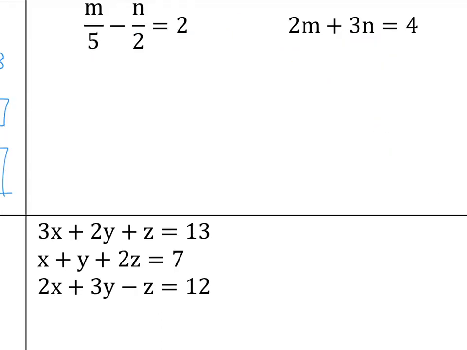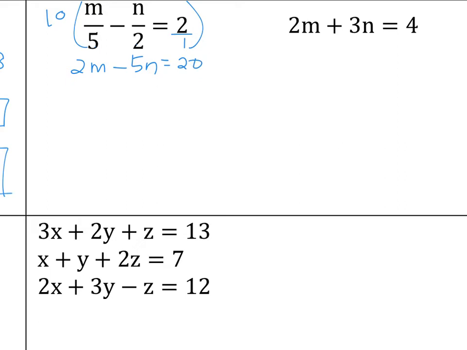For the second case, you have one equation that has denominators, so we're going to have to use the LCD of 5, 2, and 1 to eliminate the denominators. So the LCD will be 5 times 2 times 1, so that's 10. So 10 times m over 5 will be 2m. 10 times minus n over 2 will be minus 5n. And then 10 times 2 will be 20.